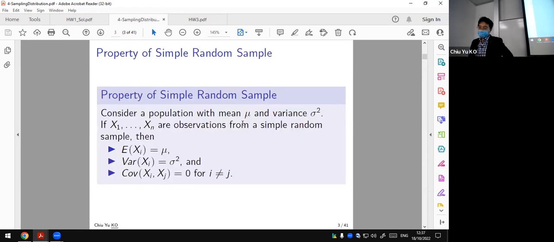And one important property of the simple random sample is that every observation will have the same mean and variance as we would see in the population. So that is the main idea connecting topic 1 and topic 3. It's good to emphasize it again.